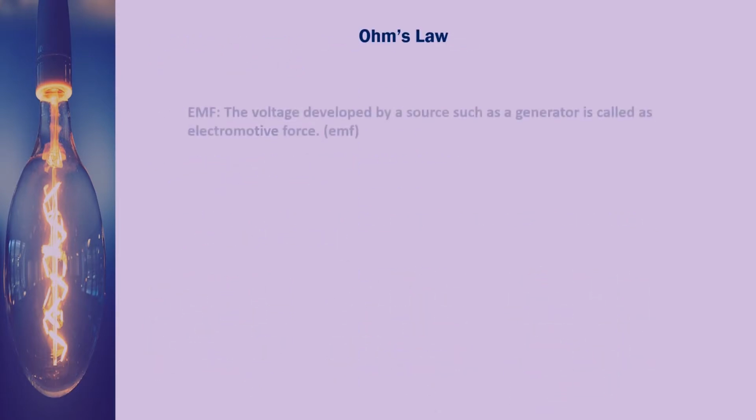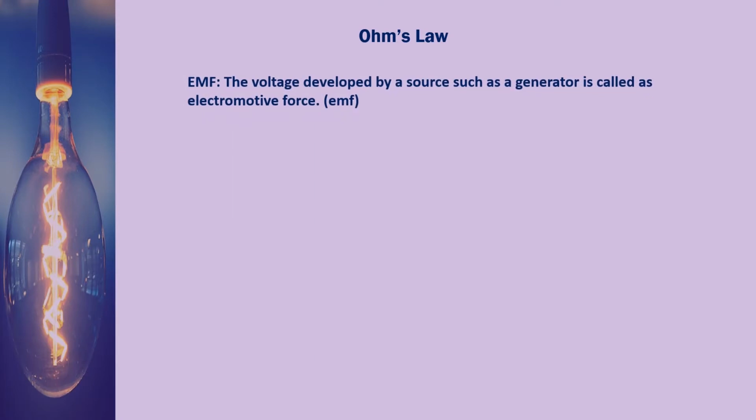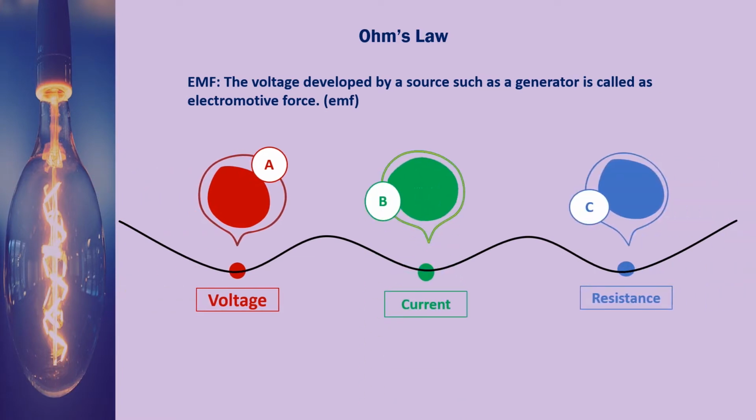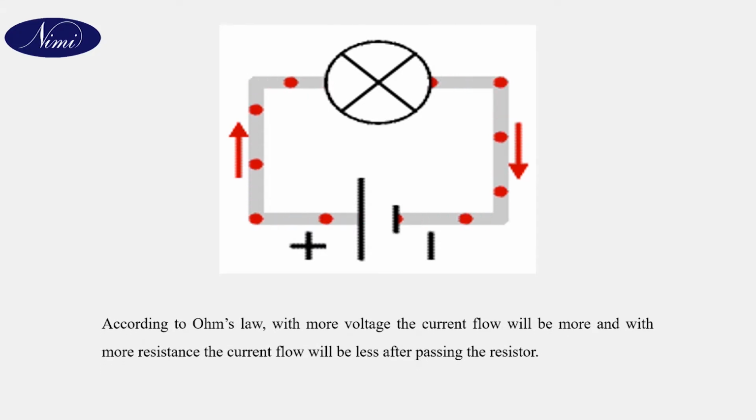Ohm's law, EMF. The voltage developed by a source such as a generator is called electromotive force, EMF. A is voltage, B is current, C is resistance. Have a look at a video for a briefing of Ohm's law. According to Ohm's law, with more voltage, the current flow will be more, and with more resistance, the current flow will be less after passing the resistor.